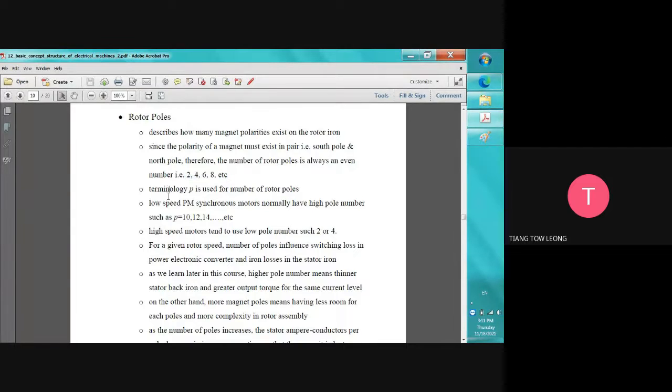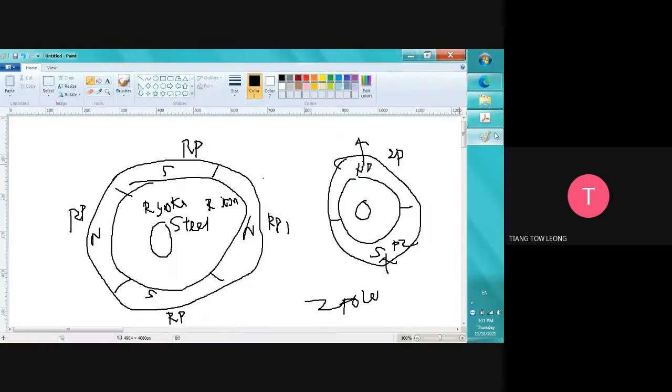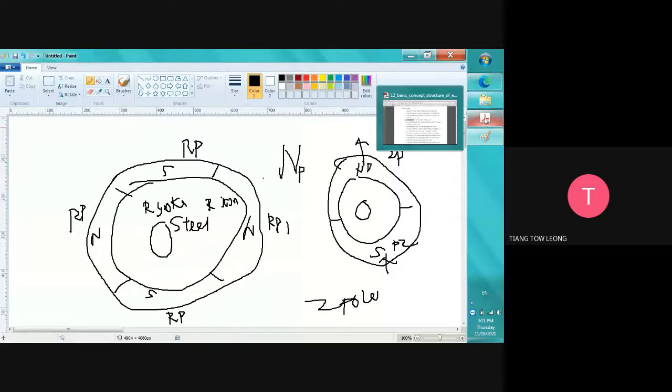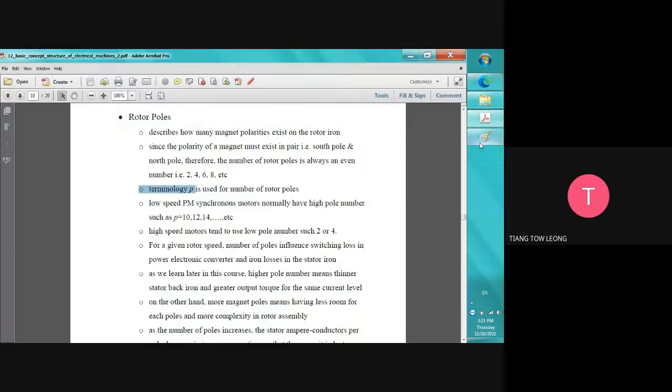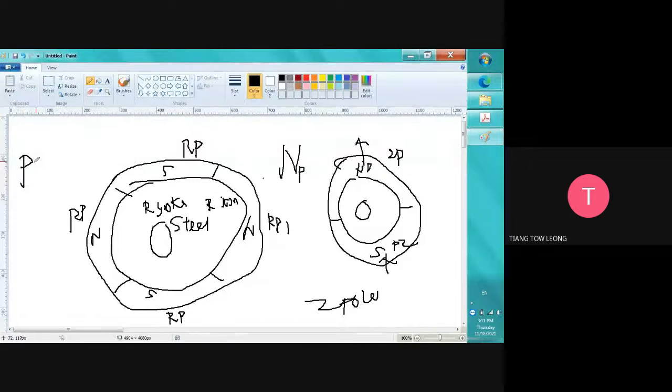The terminology P is used for the number of rotor poles. Basically, we are not using P, sorry. We are using NP, number of poles. Okay? And then this P, we usually use for pole pair. Pole pair means NP divided by 2. For example, NP here is 2. So our pole pair P is NP divided by 2, which is 1.